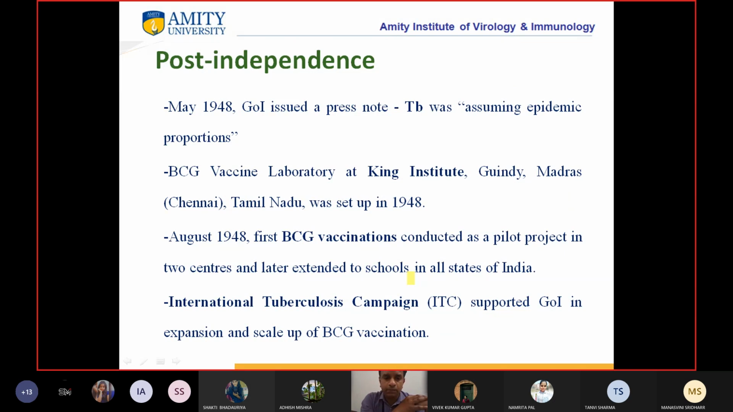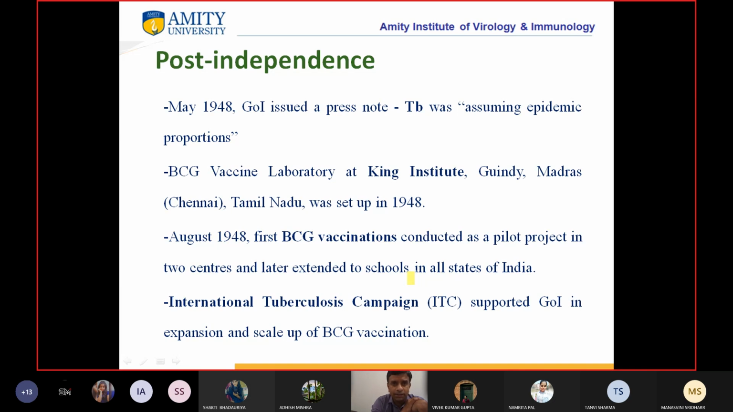Okay, now India became independent in 1947, and the government in 1948. So obviously, after independence, the government was thinking which diseases they should stress upon. In May 1948, the Government of India issued a press note which said that tuberculosis was assuming epidemic proportions.